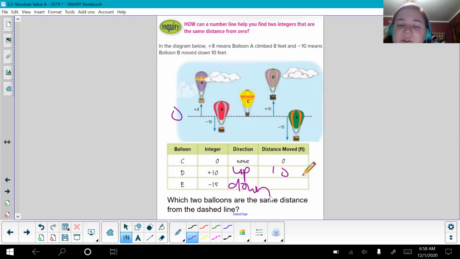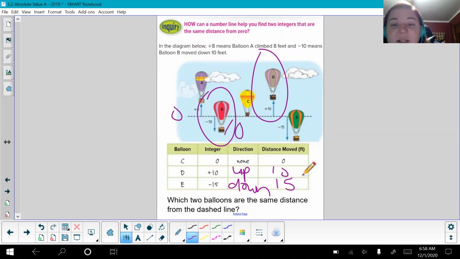This is where kids get a little confused. It's not at negative 15. It went down how many spaces or how many feet? It went down 15. So looking at all these balloons, if I asked you which two balloons are the same distance from the dashed line, if you said B and D, you are correct, because this one moved 10 feet and this one moved 10 feet, they just moved in different directions. So it still has the distance of 10. It's just the direction changed, the sign.